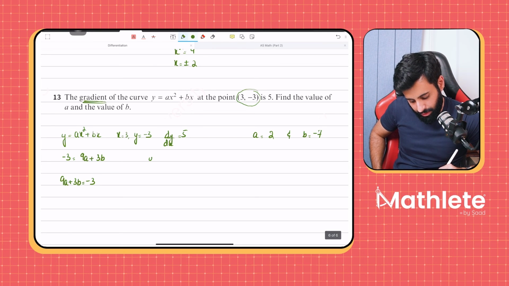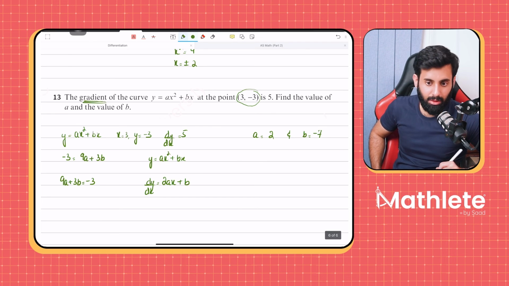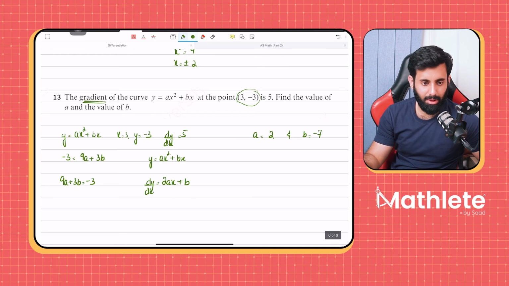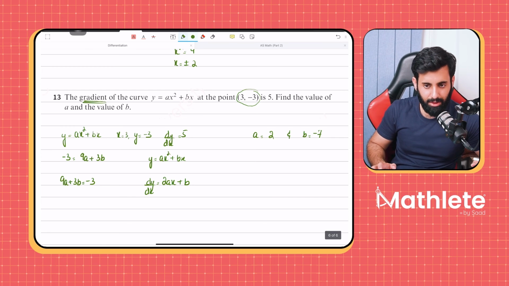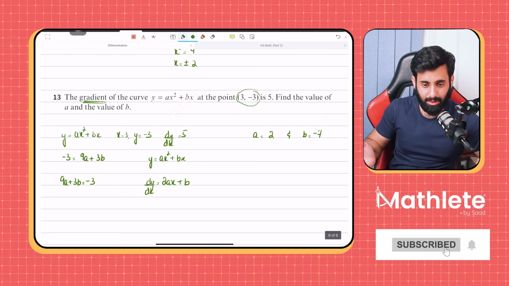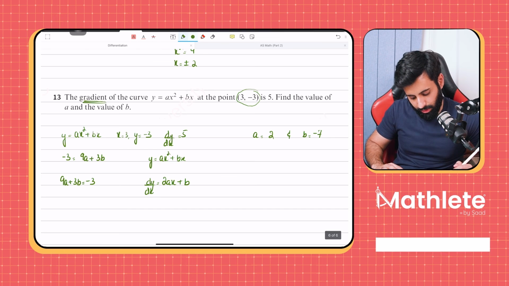So now if you differentiate it, y equals ax squared plus bx. If you differentiate this, dy by dx gives us 2ax plus b. So you apply the same rules of differentiation. Just because it's a and b doesn't mean that you can't apply the rules of differentiation. You apply the same rules. Only difference is that you don't know what the value of a and b is yet, so you just leave it as it is.